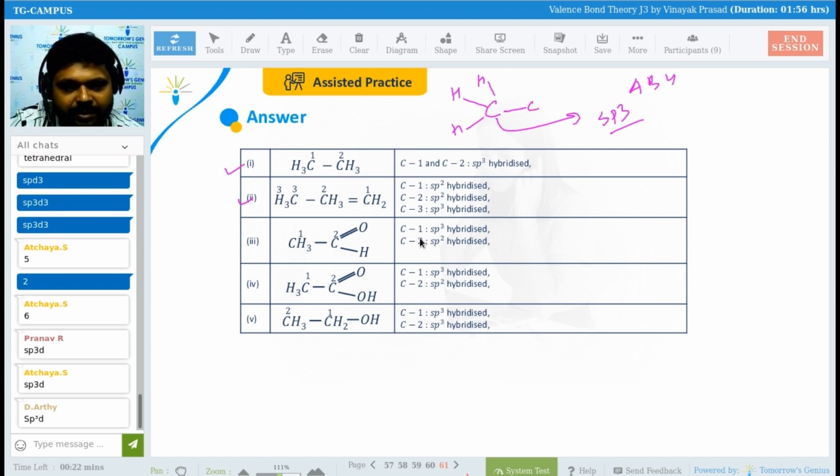Getting my point, everyone? So with all this, for this carbon and this carbon, the hybridization will be the same.